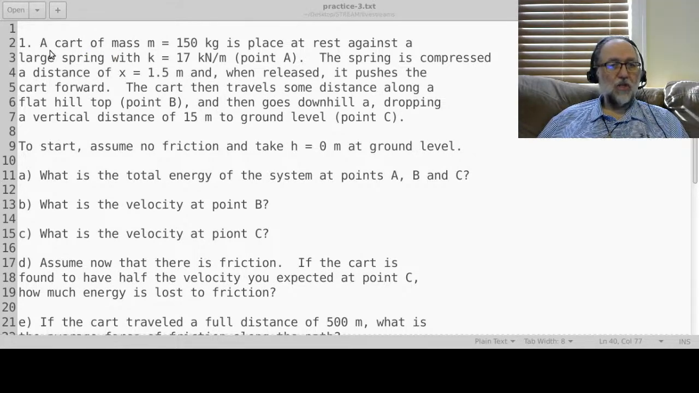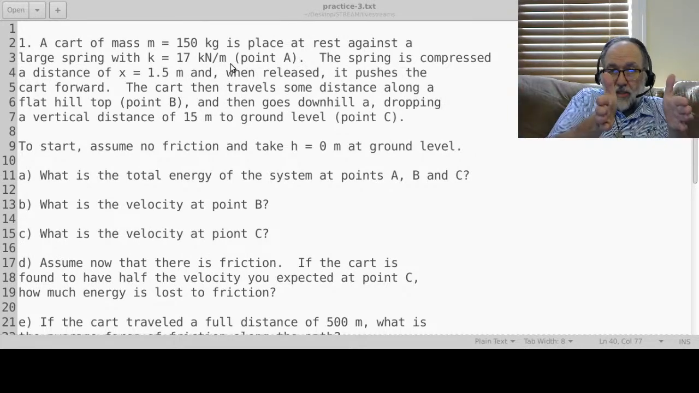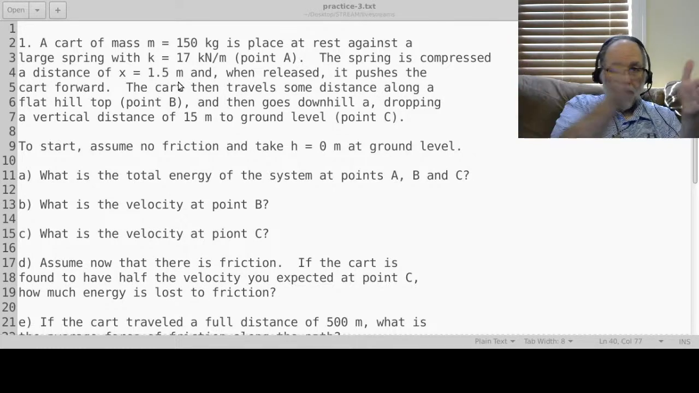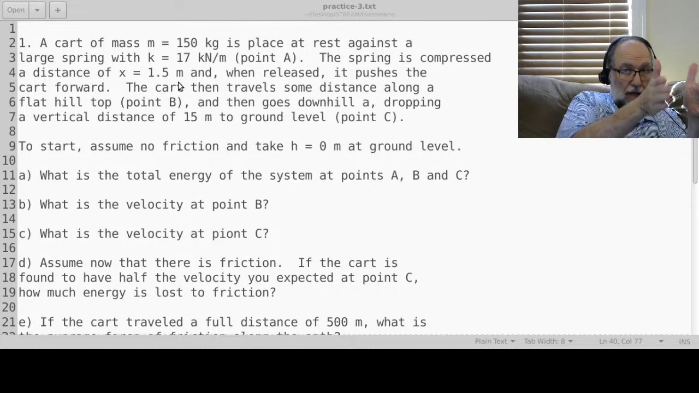Okay, so the first question is we have a cart with a mass of 150 kilograms, and I place it at rest against a large spring with a spring constant of 17 kilonewtons per meter. That's point A. The spring is compressed by 1.5 meters. So you can imagine a spring which has been compressed and the car sitting up against that spring. The car's not moving yet and the spring's not moving yet until I release it.